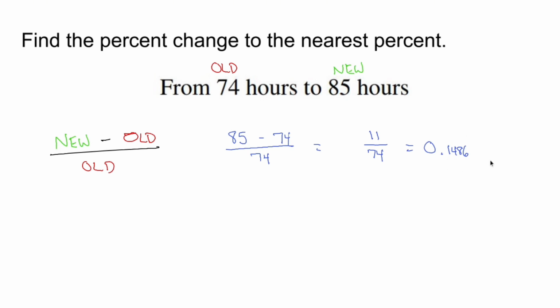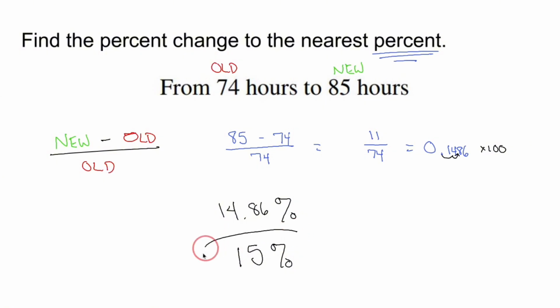Now, that's not our answer. Don't circle it. That is a decimal. In order to turn a decimal into a percent, we're going to multiply this by 100. An easier way of doing that, though, is take our decimal and move it to the right twice. So what we get is 14.86%. Now, the directions here are saying round it to the nearest percent. So 14.86, if you're thinking of it like money, $14.86 is closest to $15. So 14.86 percent is going to be 15%.